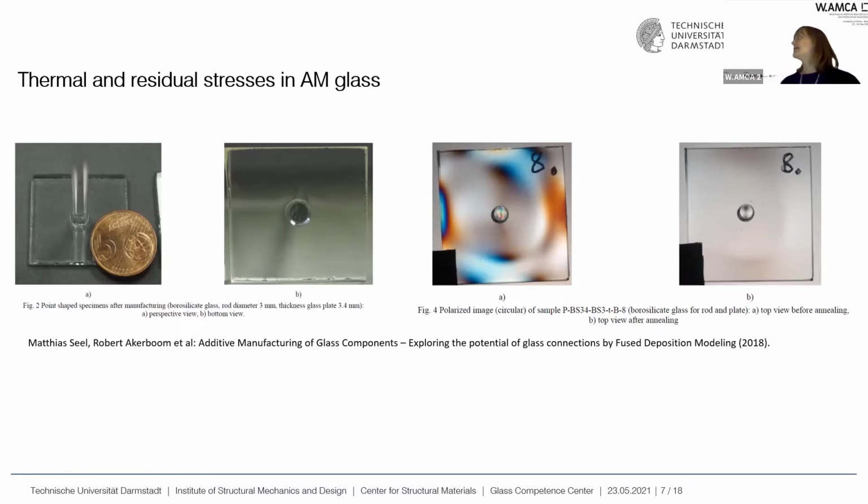The colored one is before annealing, and the right picture is after annealing. You can still see some black shadows. I don't know exactly if this is still interference colors or not, or if it's just a shadow. Annealing is when you heat up the whole product again and then cool down very slowly to reduce those stresses.